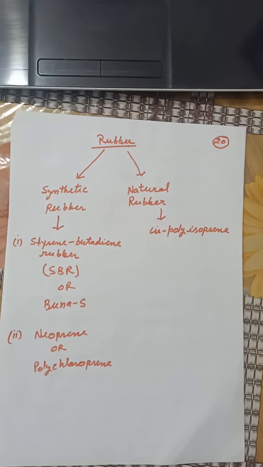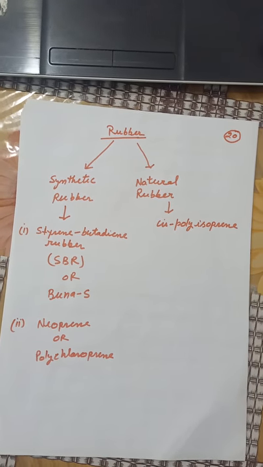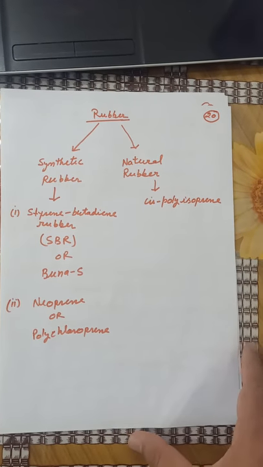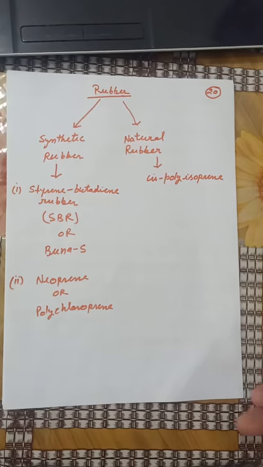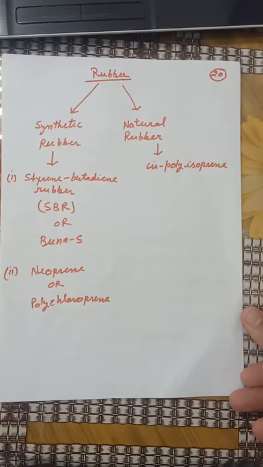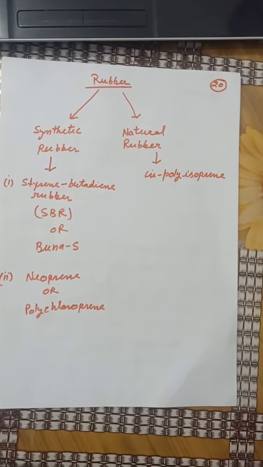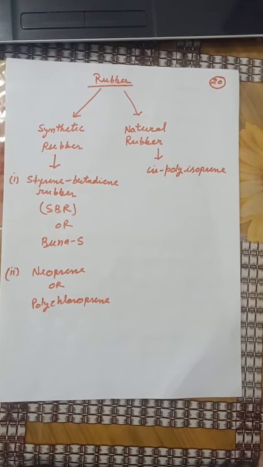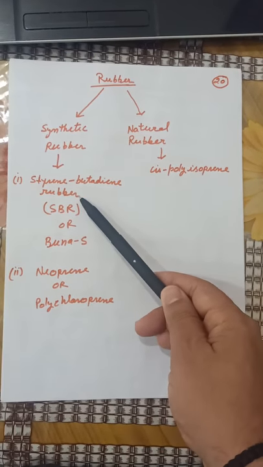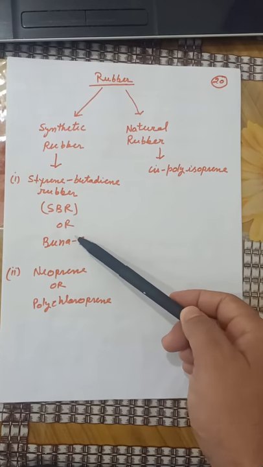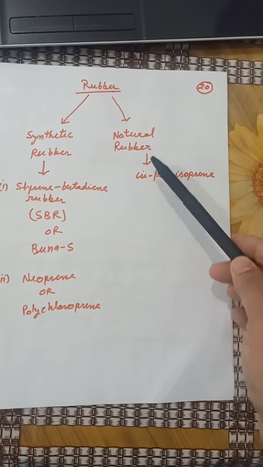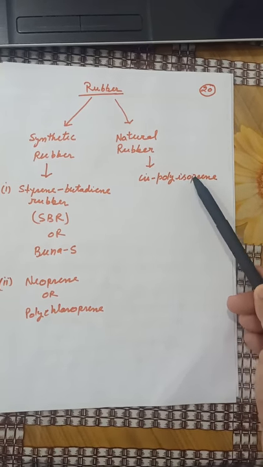We have also studied the rubber. We can continue here a little bit further for the rubber. In the rubber, we have synthetic rubber and natural rubber. Synthetic rubber means which can be made or prepared in the lab. Natural rubber means which we obtain from nature. So in the synthetic rubber, we have to study styrene butadiene rubber, also called SBR or Buna-S, and second is neoprene or chloroprene. Natural rubber is actually the cis form of polyisoprene.